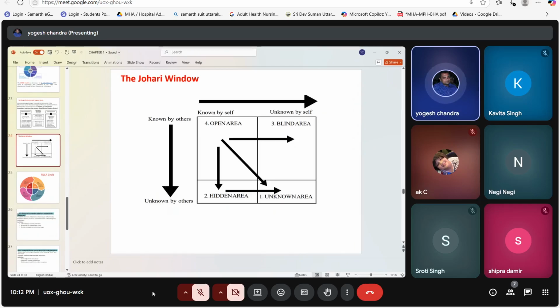That is a very good question and very good query which has been raised by Colonel Negi. And I want you should address this thing. What is the situation? What is the implication of that area where you are not knowing yourself and people are also not knowing you?